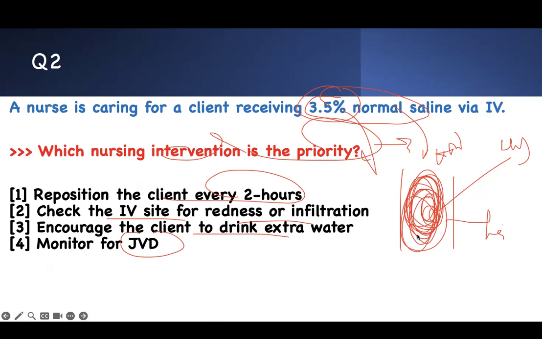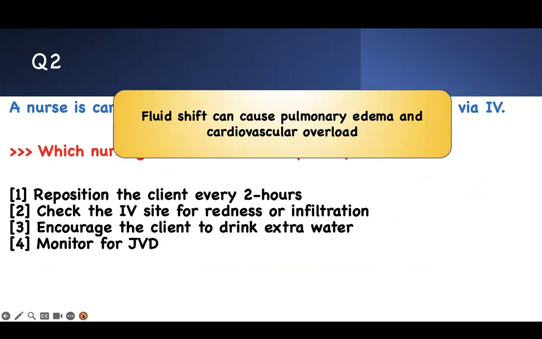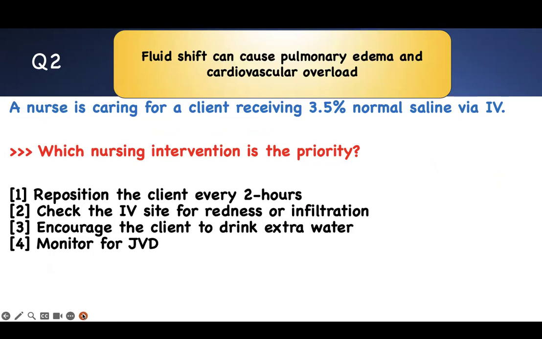Look for signs of fluid overload. Lung crackles, JVD, cardiopulmonary collapse. These are the key aspects. Test-taking strategy, critical thinking about this question, NCLEX practice question. So this is the way you should do that. The fluid shift will cause pulmonary edema or cardiovascular collapse. And therefore, JVD is the right answer.